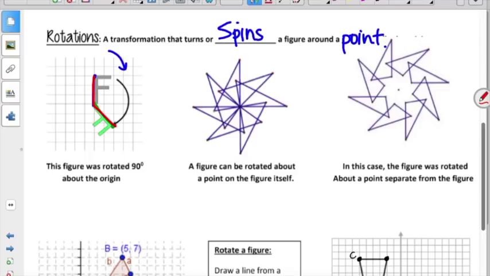The next one shows you what a triangle would look like if it was rotated about a point on the figure itself. And the last one shows you what that triangle would look like if you rotated it around a point that's not on the triangle.